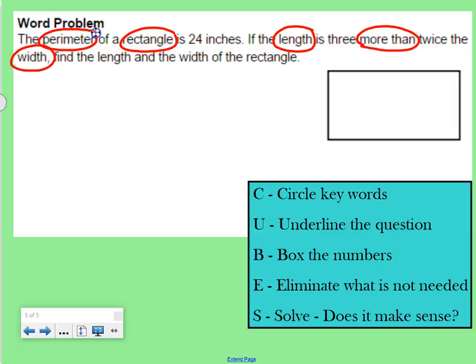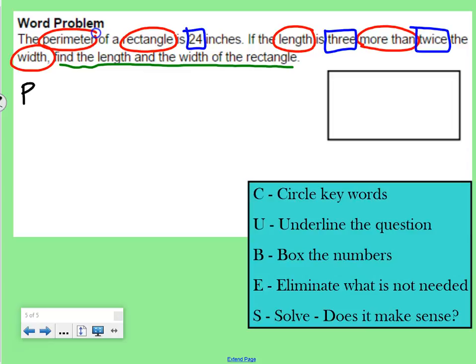Underline the question. Well, the question is, find the length and the width of the rectangle. Box the numbers. 24, 3, twice. Eliminate what's not needed. Everything is needed. So now we solve and ask ourselves, does it make sense?